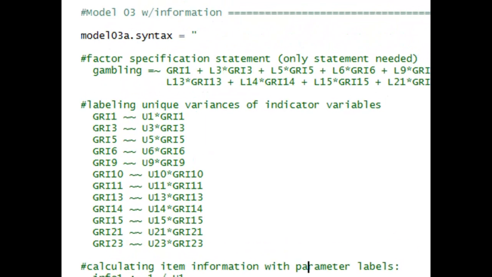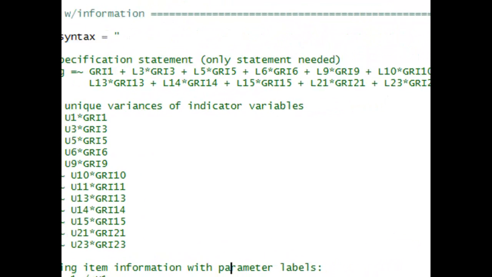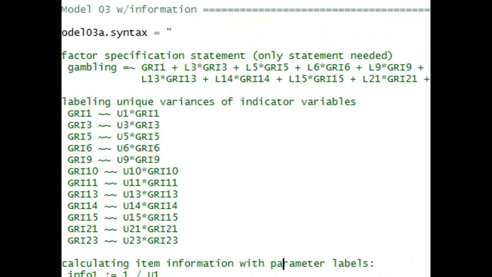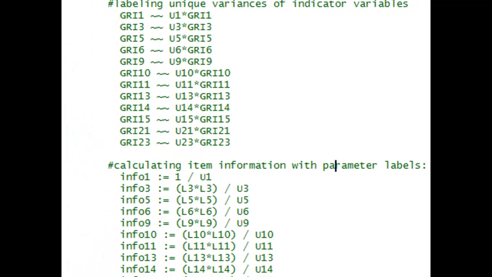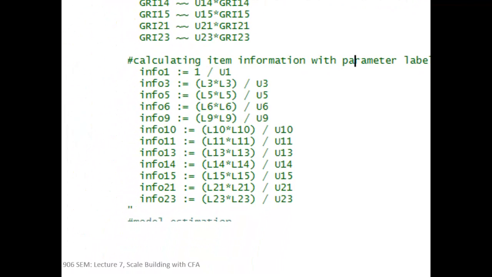So I went and I gave every loading a label, L1 through whatever. I gave every unique variance a label. And then for every item I created the information. Item 1 just has the number 1 there. That is the marker value of 1. So all this is doing is just creating our information amount for each item, because it's just a function of the loadings and the residual variances.